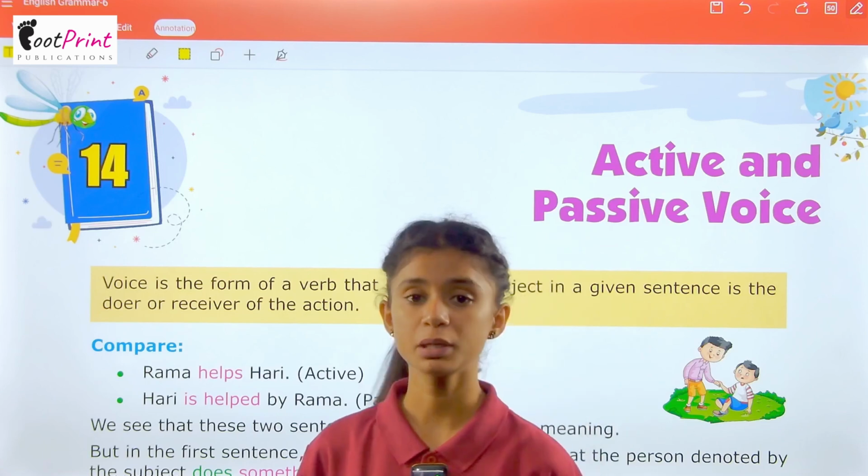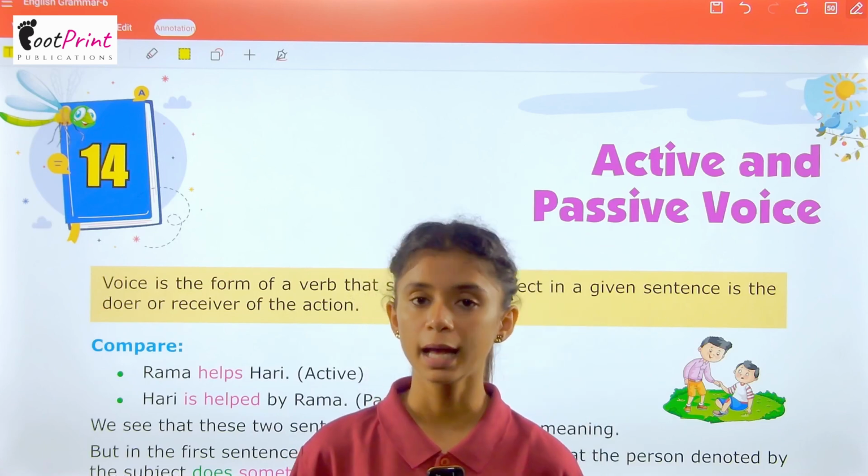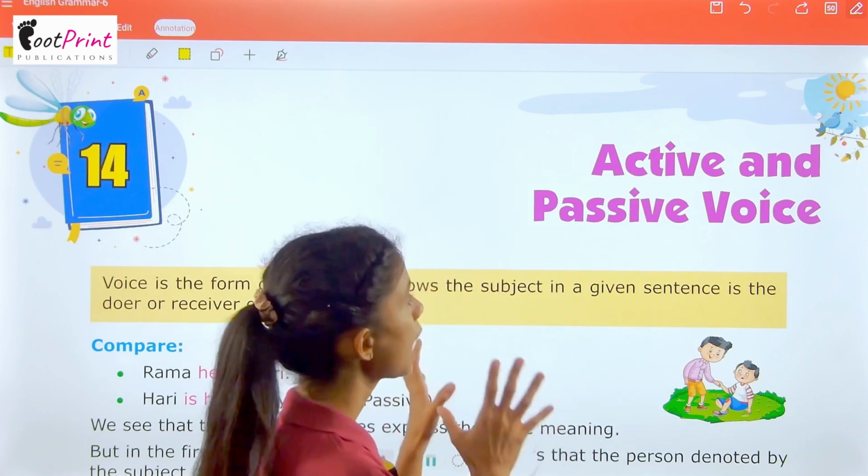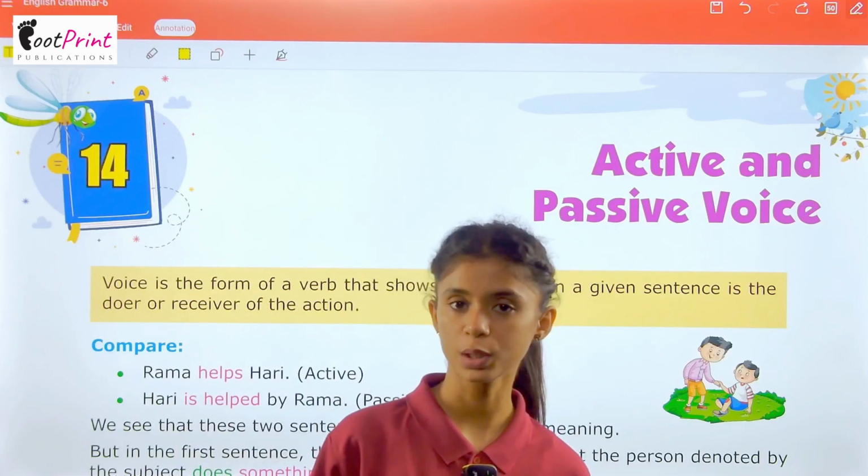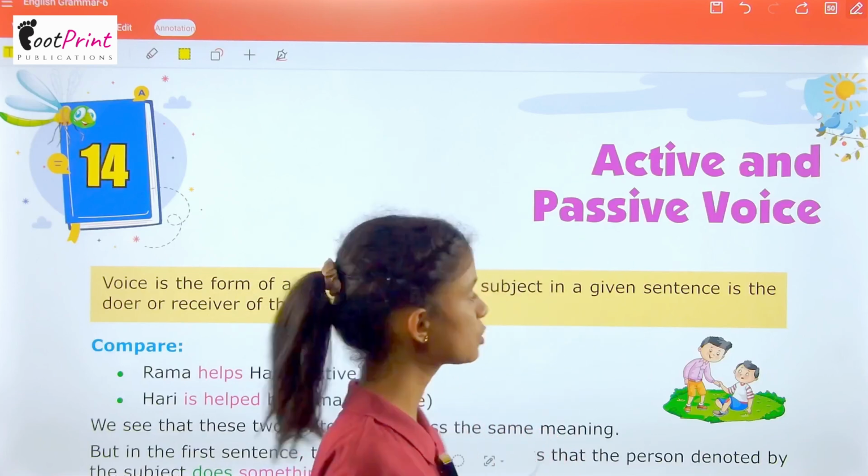This is our chapter number 14, and the name of our chapter is Active and Passive Voice. So, let's get started with the chapter.